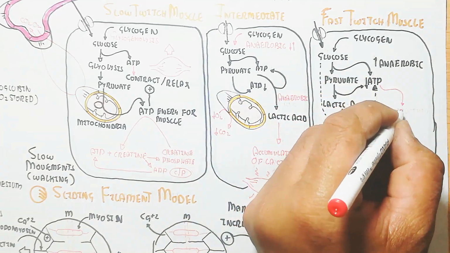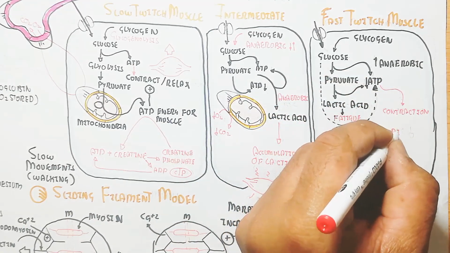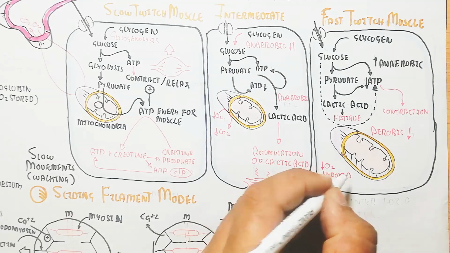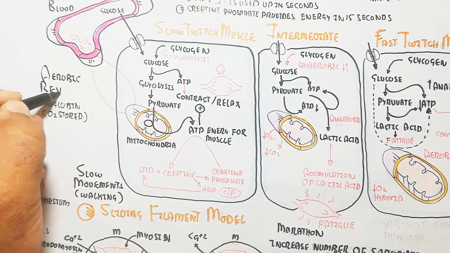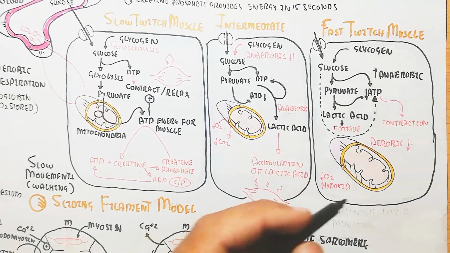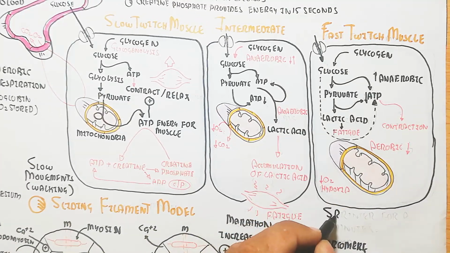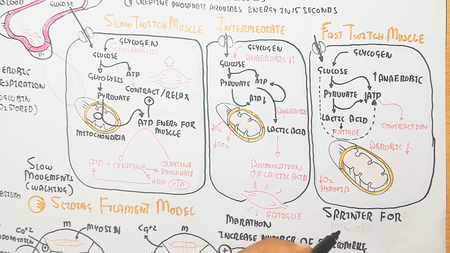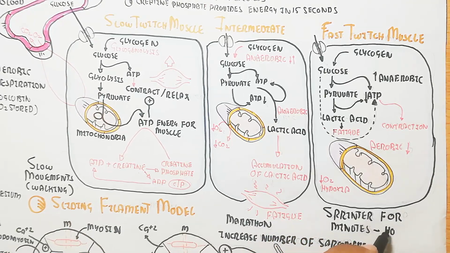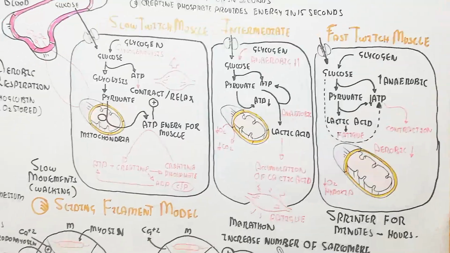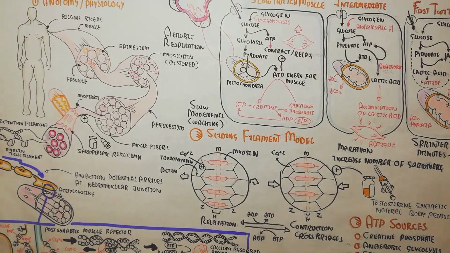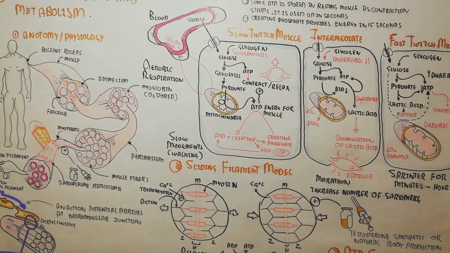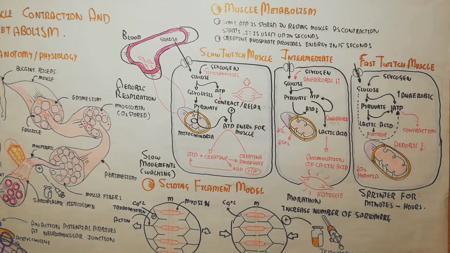In this way, fatigue will also occur, with lactic acid production due to less oxygen availability, and anaerobic respiration will increase while aerobic respiration decreases with contraction. In this way, hypoxia will occur. In this way, the chance of muscle fatigue is greater for fast twitch muscle. Sprinters, for minutes to hours, produce lactic acid accumulation. And in this way, fast twitch muscle is for the sprinter, and slow twitch muscle is for slow movement of the muscle.